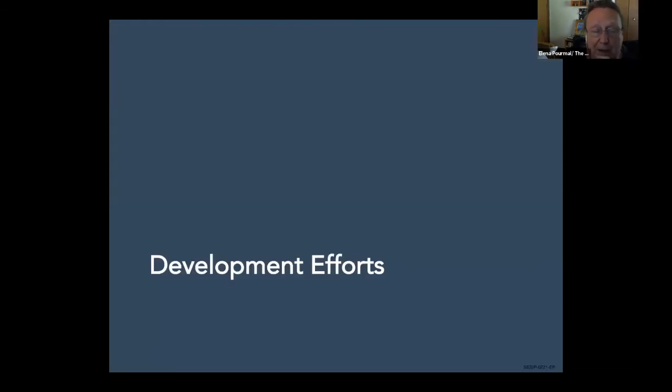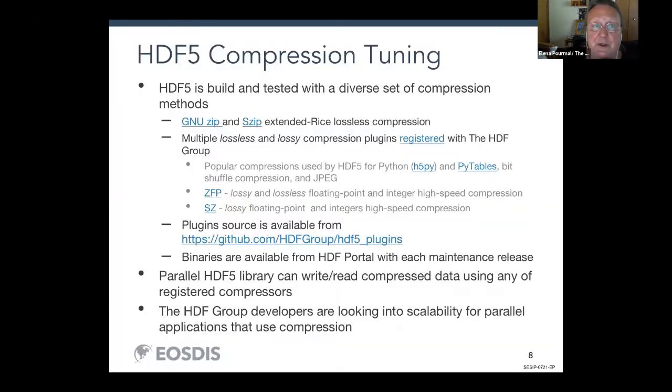So let me talk quickly about our development efforts. There is a lot going on, but probably two of the most relevant things are these. As you know, in HDF5, one can compress individual data arrays that go into an HDF5 file, and different compression methods based on the data can be applied to individual arrays, or even a combination of those compressions can be applied. HDF5 comes with built-in gzip and szip, and as I mentioned, now we're using an open source BSD license szip, but it also comes with support for multiple lossless and lossy compression plugins via our plugin mechanism.